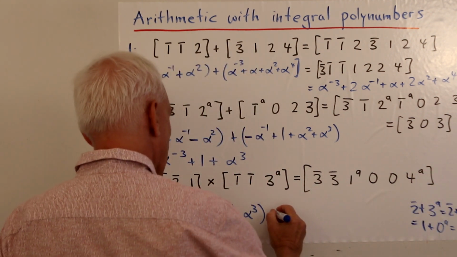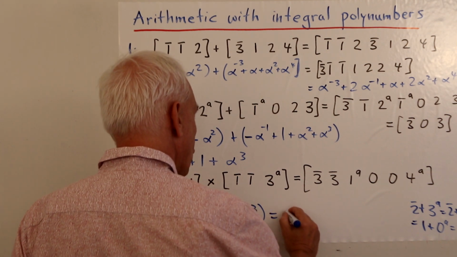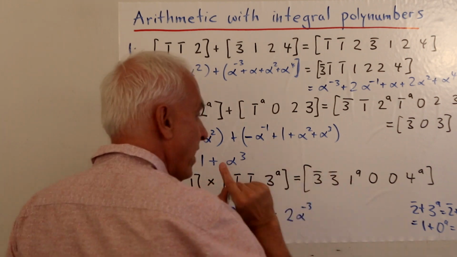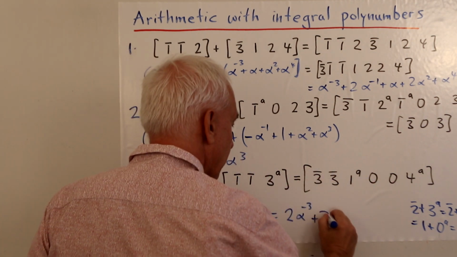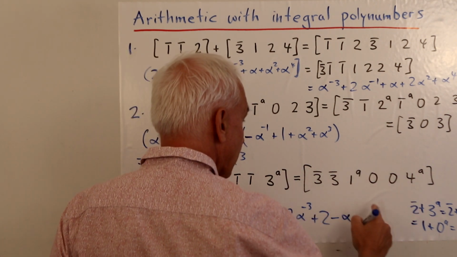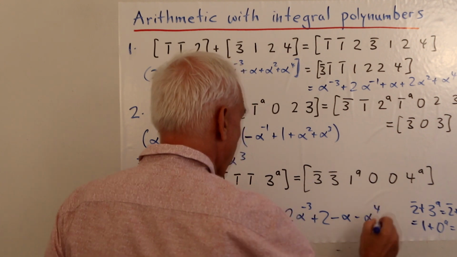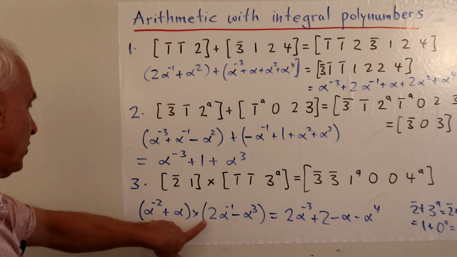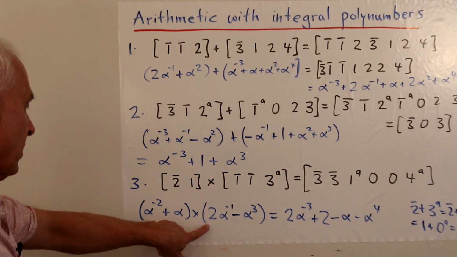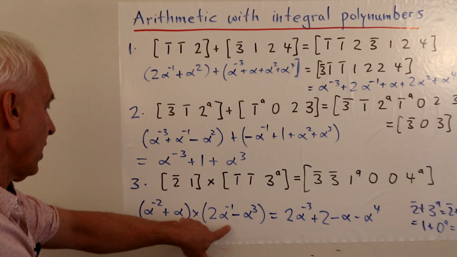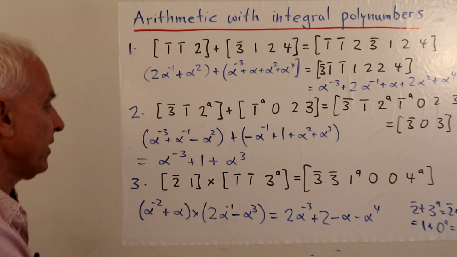So what is this telling us? We should be getting 2 alpha to the minus 3. That's that. A 1 ante, so that's minus alpha. And a 4 ante, so minus alpha to the 4. Does that correspond to what we would expect? 2 alpha to the minus 3, minus alpha, yeah. 2, yes. Minus alpha to the 4th. I think that's right.